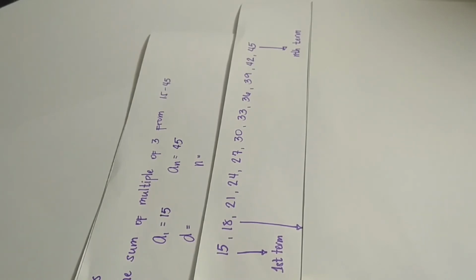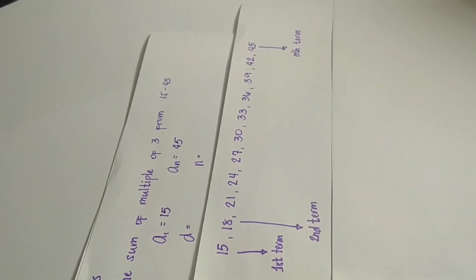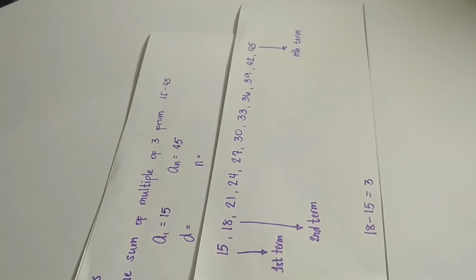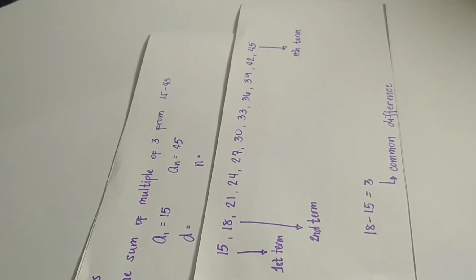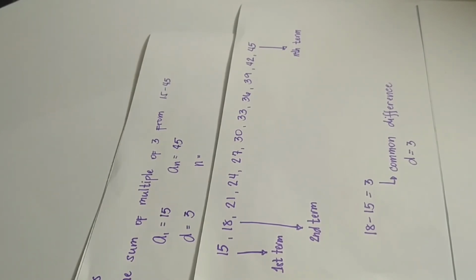Next, we will find the d, or the common difference. To find it, we will subtract the first term from the second term. In this sequence, 18 is the second term. Then we will subtract it: 18 minus 15 is 3. Now, 3 is our common difference. So d is equal to 3.